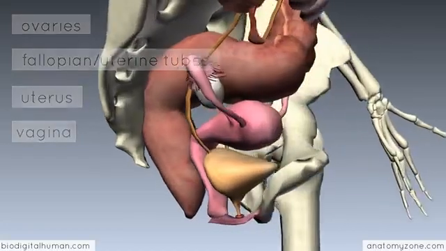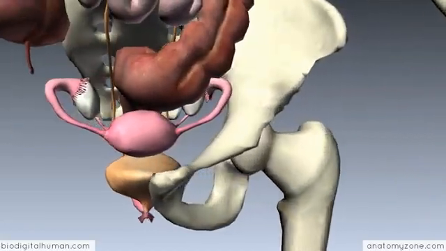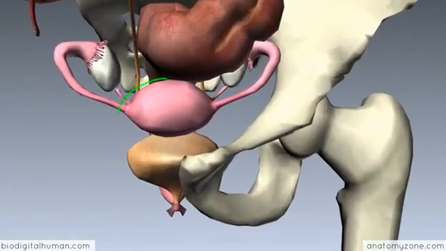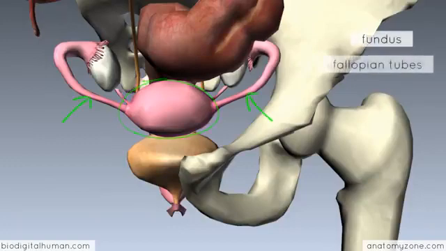So if I just rotate the model around, you can have a look from the anterior aspect. So you've got the uterus, which we're looking at here. You can see the superior portion of the uterus, which is known as the fundus. You've got the fallopian tubes, and you've got the ovaries on either side.